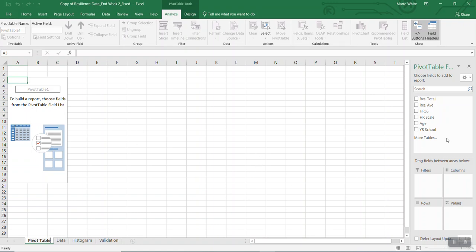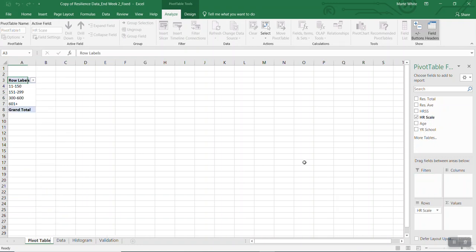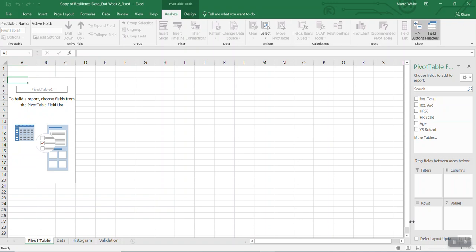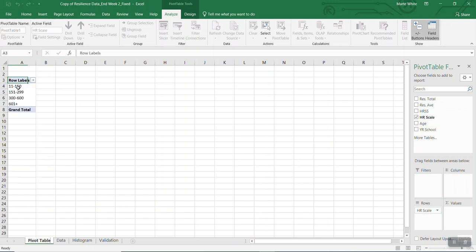So let's start with the stress scale. So grab that and put it down here in rows. So there's no way of messing this up if you don't want it. There you go. Oops, I didn't want that. What do I do? Just take and throw it back up. So grab the HR scale, put it in rows so we can see. These are the categories you should be familiar with by now.